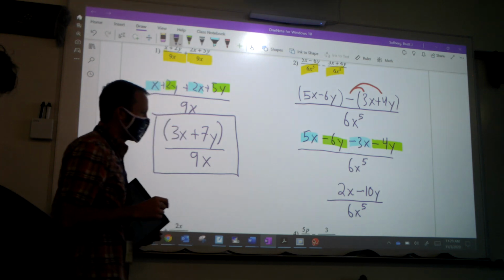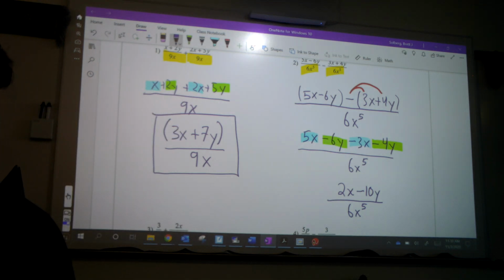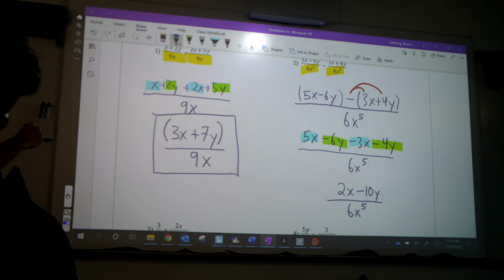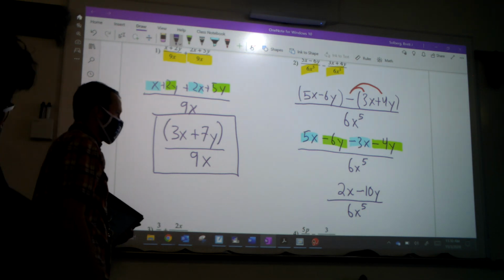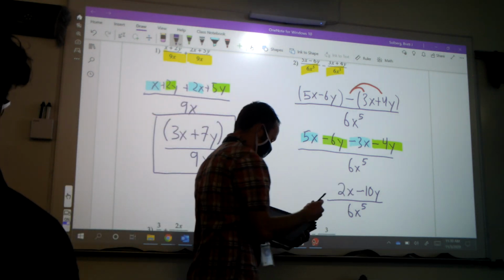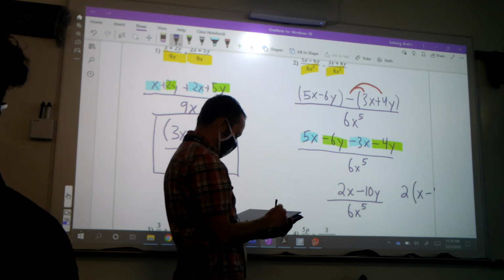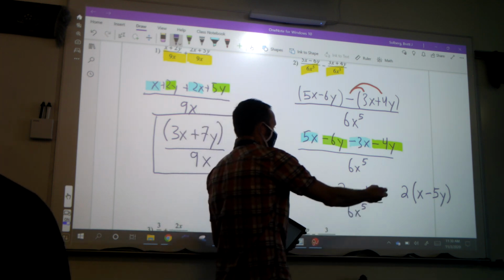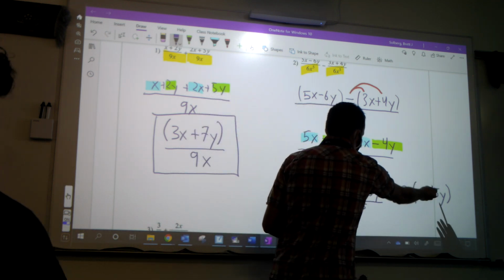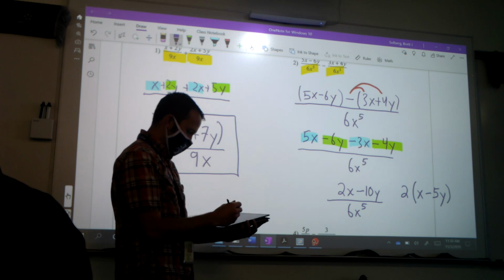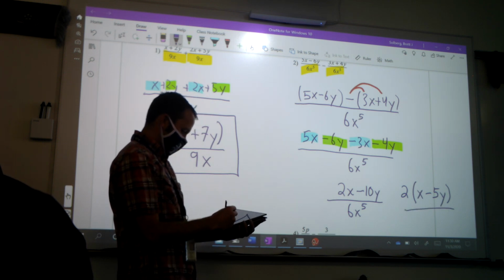Now we're actually not quite done yet. We can simplify this. Does anyone see a common factor with all of those terms? It's a 2, right? They're all even. So I can factor out a 2. Let me show you how to do that. In the numerator, I'm going to factor out a 2. That's going to leave behind x minus 5y. Because 2 divided by 2 is 1. Negative 10 divided by 2 is negative 5. What is 6 divided by 2?